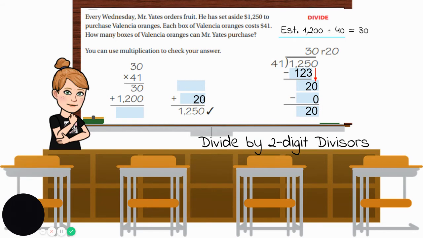Notice how 20 popped up over here. So I can use that to check, because I'm going to add that to whatever number I get from multiplying 30 and 41. So I got 1,230. I'm going to add that to 20 to get 1,250, which was my original dividend. So Mr. Yates can buy 30 boxes of Valencia oranges. So he doesn't quite have enough to buy a 31st box. You can just save that money for later, for next week.